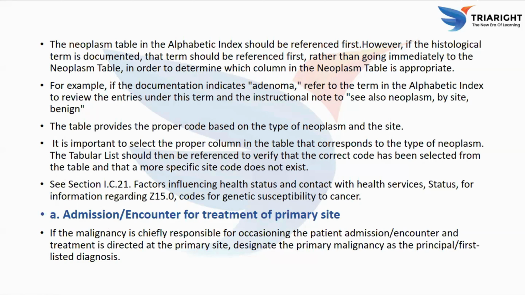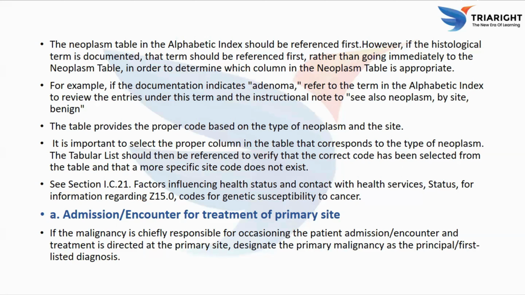When histological terms are documented, if the histological type, that is the cell type, is documented, you have to look up that term first. For example, histological terms are adenoma, carcinoma, sarcoma, lymphoma, and melanoma. The document states adenoma. What is the correct step for coding? You have to look up adenoma in the alphabetic index, then follow the instructional note: see also neoplasm by site, benign.